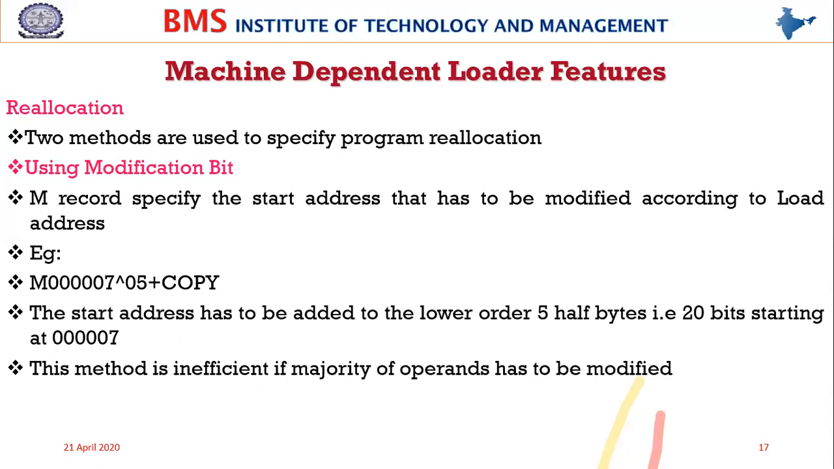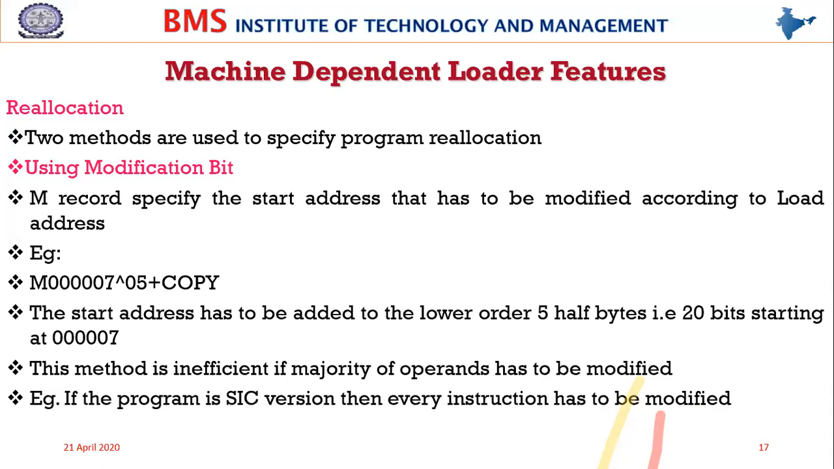But think of a situation where the majority of operands need to be modified. When will this situation arise? We should pay attention. For example, we don't have an SIC/XE program, but instead we have an SIC program. If you remember, the SIC program allows you to use only 2 types of addressing modes. One is direct addressing mode. The second one is direct with indexed addressing mode, or I can call it indexed addressing. So we are using direct addressing mode and indexed addressing.